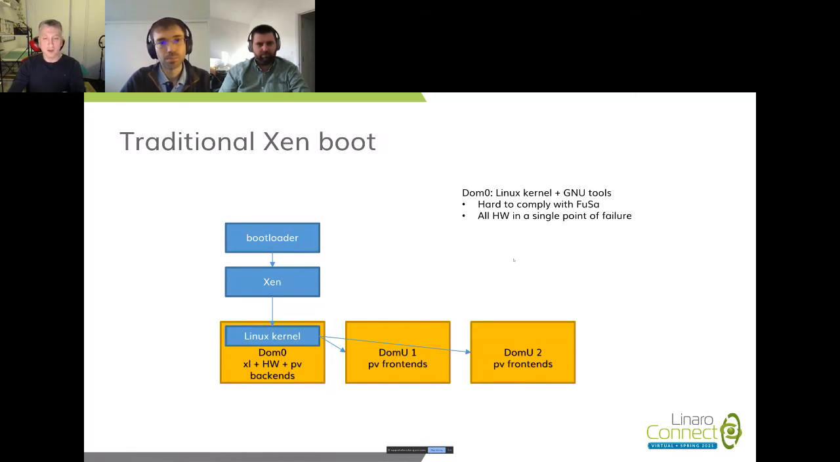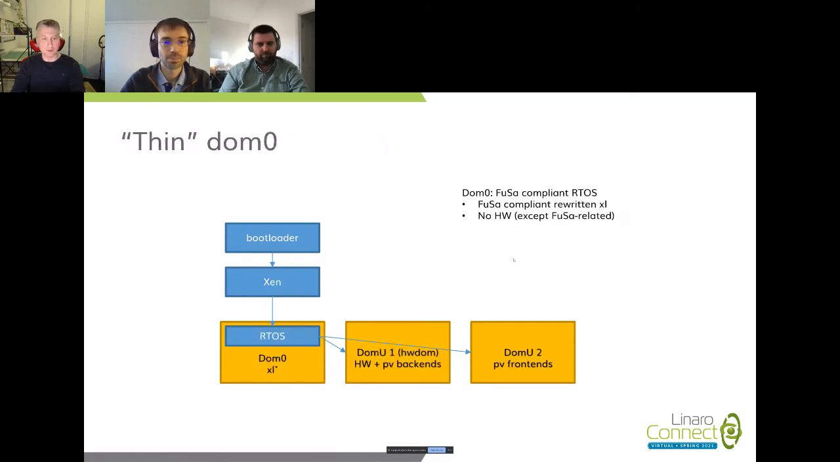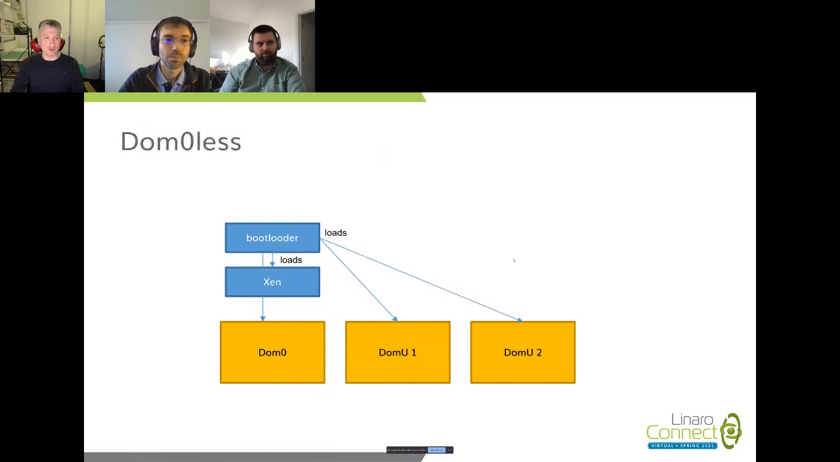Again, if possible. So with that, one of the approaches to solve that is to put an RTOS into the domain 0, so-called thin domain 0, and remove all of the hardware except probably some tools related to other domains. So when domains are crashing or restarting or whatsoever, they do not break each other. And DOM0 is very thin. It can potentially have a certifiable real-time operating system managing everything else. So it's like one approach.